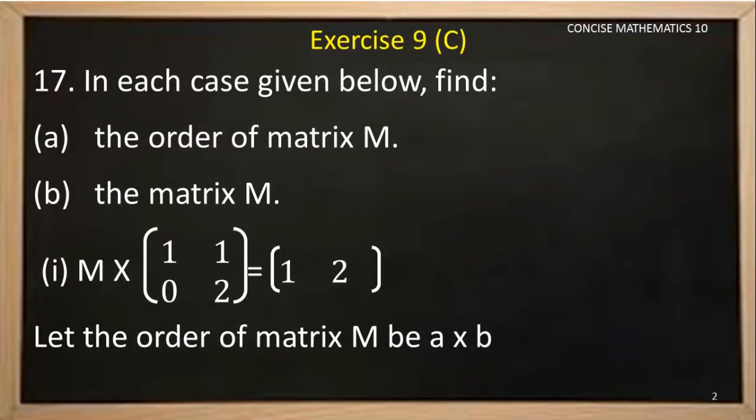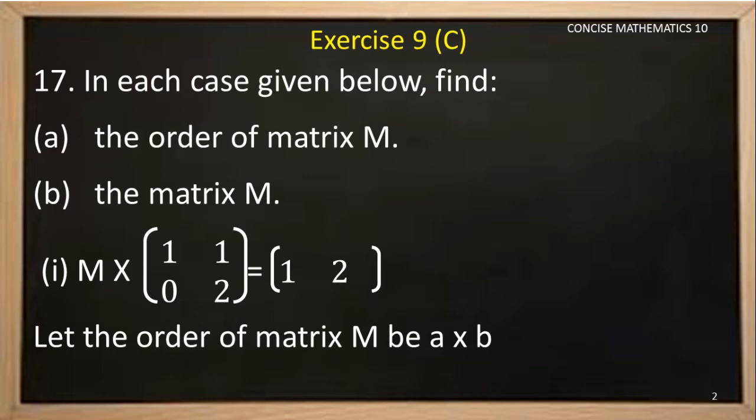Question number 17. In each case given below, find the order of matrix M and, in sub-question 2, the matrix M. The given condition is M multiplied by a matrix of the order 2 by 2 is equal to one more matrix, 1 and 2. So now we need to find the order of matrix M and the elements of matrix M. This is one more different type of problem, children.